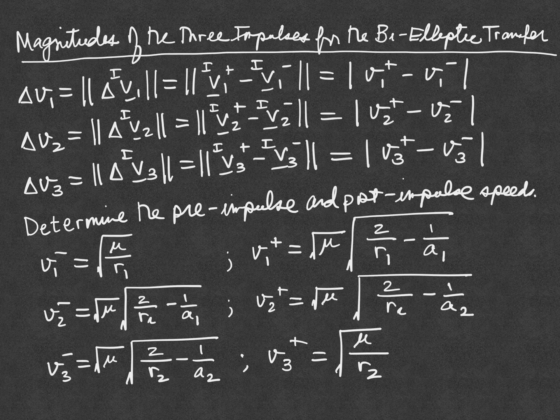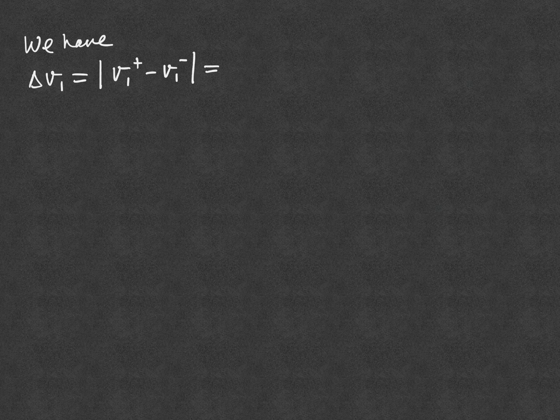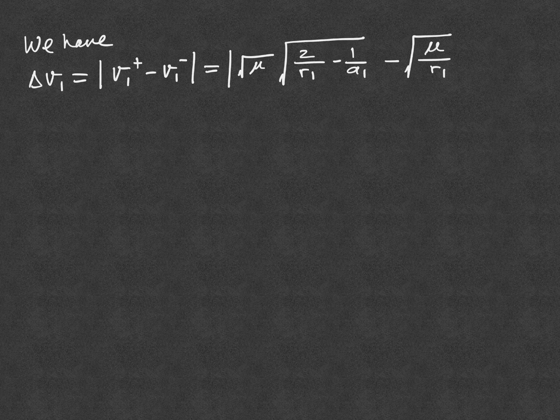So now that the pre-impulse and post-impulse speed has been determined for each impulse, we can determine the magnitude of each impulse. So let's start with the first impulse. For the first impulse, delta V1 is equal to the absolute value of V1 plus minus V1 minus. But that's equal to the absolute value of the square root of mu times the square root of 2 over R1 minus 1 over A1, minus the square root of mu over R1.